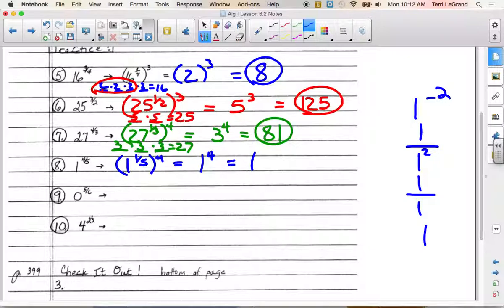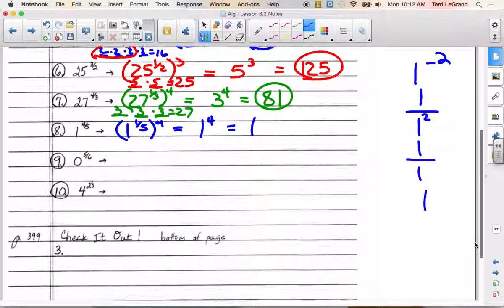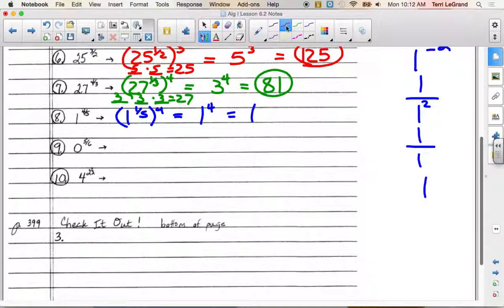0 to the 5/6 power. That really means what? 0 to the 1/6 power raised to the 5th power. So this is really asking us what number times itself 6 times gives you 0. Well, it's got to be 0, doesn't it? So we're really saying that 0, so we really have 0 raised to the 5th power, and 0 raised to the 5th power is 0.